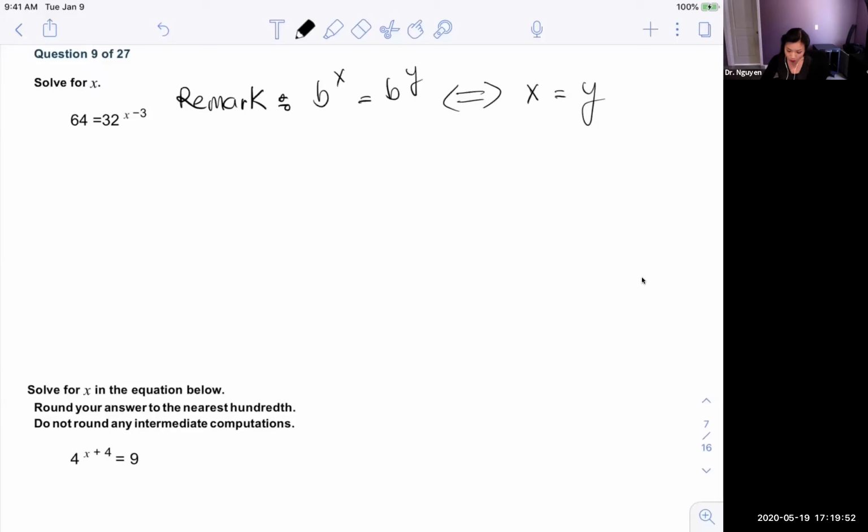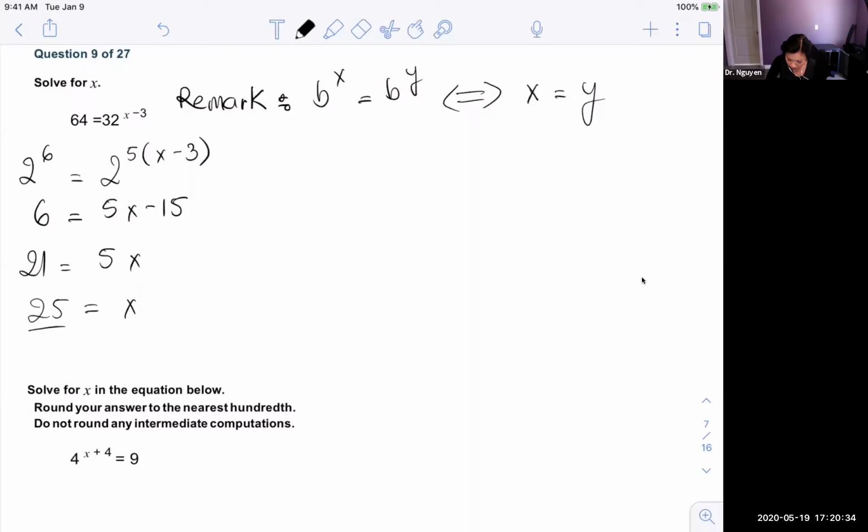All right. So for this problem right here, you see we do not have the same base, so you should make it into the same base. And hopefully you can recognize 64 is 2 to the 6th power, and 32 is 2 to the 5th power. Make sure you put parentheses right there. Okay, so now based on the property, we can just drop the base and set the exponents equal. Then from there, we can solve it easily, right? So I add 15 over, I get 21, 5x. So x is going to be 21 over 5.